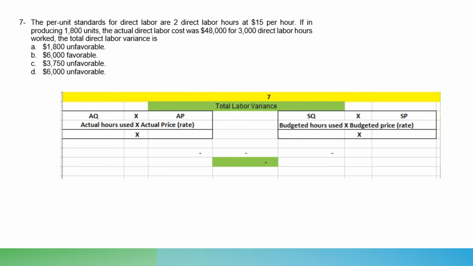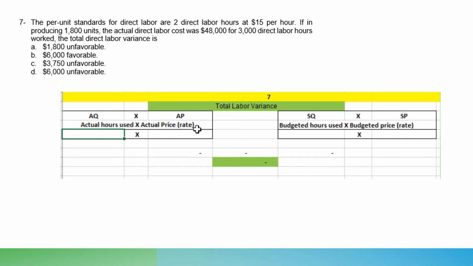Alright, question 7 talks about per unit standards for direct labor being 2 direct labor hours at $15 per hour per unit, and we produced 1,800 units where the actual direct labor cost was $48,000 for 3,000 direct labor hours worked. So we're asked to determine the direct labor variance.